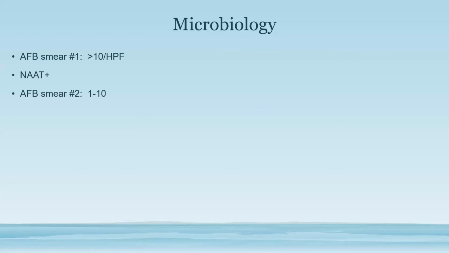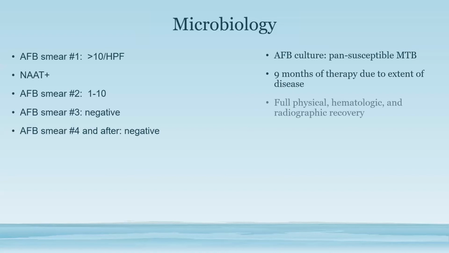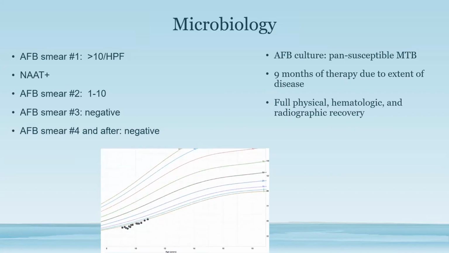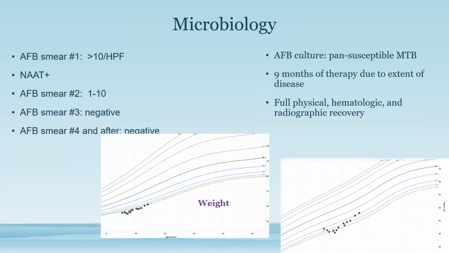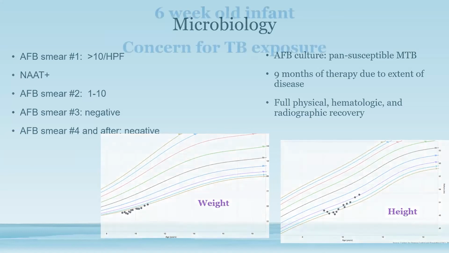She was NAT positive, subsequently started to drop on her smears, and she was already being started on TB therapy at this point, and quickly converted her smears. Her culture did grow pan-susceptible MTB, and she was treated for 9 months, and she made a great recovery. That's her weight and her height, showing how she was able to, with treatment, recover and start to obtain her full potential in her growth.